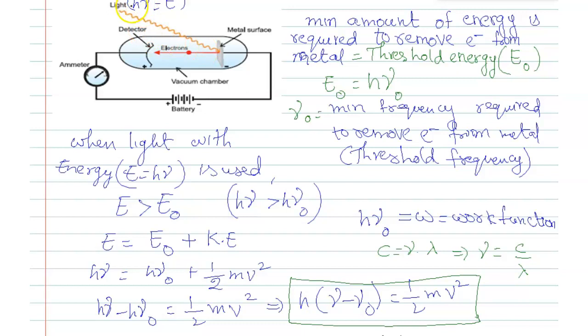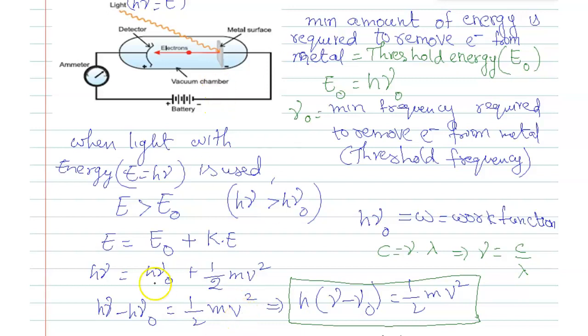And one more thing is where we are applying light. Light is falling on the metal surface. That light contains energy E. Energy E means frequency nu, so E equal to h nu. So we are applying light with energy E. That must be E greater than E naught, because we have to apply more than the threshold energy. Then only electrons will be removed and move forward.